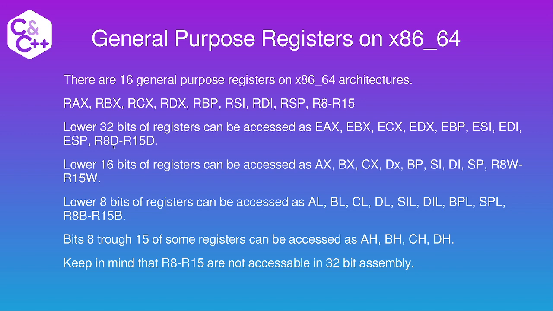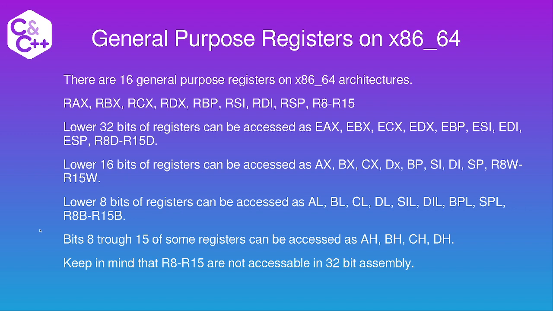And then the lower 16 bits of these registers can be accessed as AX, BX, CX, DX, BP, SI, DI, SP, R8W to R15W. So basically you don't have any prefixes like E and R. The lower 8 bits of registers can be accessed as AL, BL, CL, DL, SIL, DIL, BPL, SPL, R8B to R15B. And bits 8 through 15 of some registers, which is byte 2, can be accessed as AH, BH, CH, and DH.